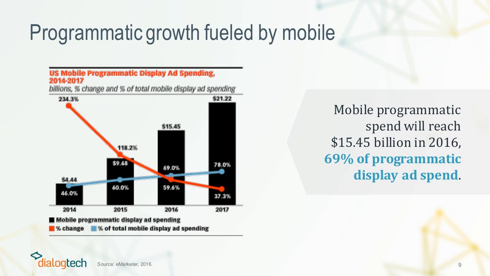And as you can see on this slide, mobile is also helping fuel the growth of programmatic. And that's very much obviously in line with what we talked about a little while ago with overall digital marketing and the trend to mobile. And so now 69% of programmatic display ad spend is mobile.